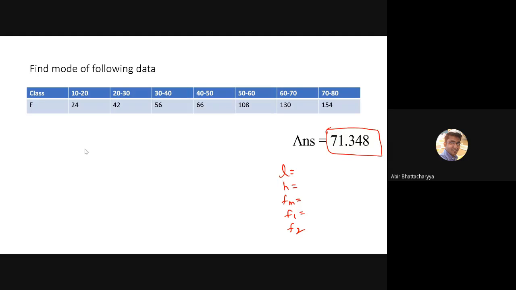Okay, got many responses. So, okay, Utsav, L equals 70. Yeah, all right. Here L equals 70. And what should be FM and what should be F1? What should be F2? Think about it.